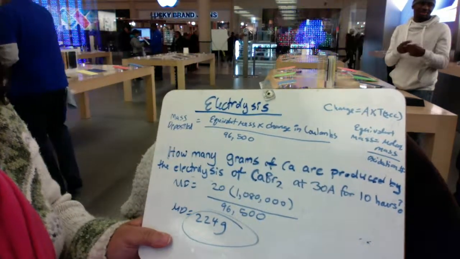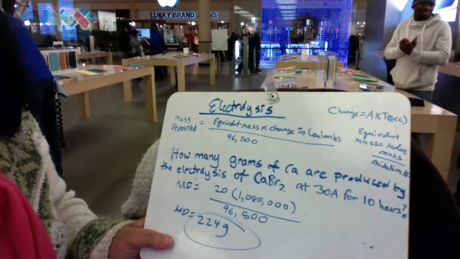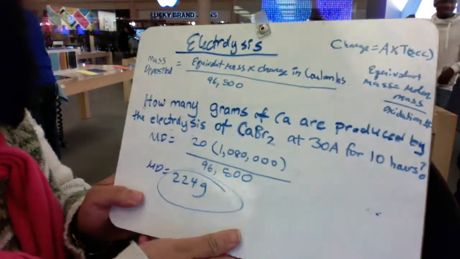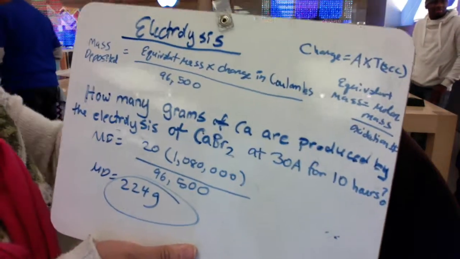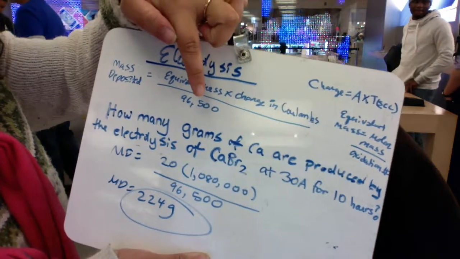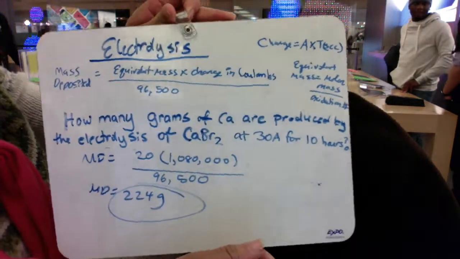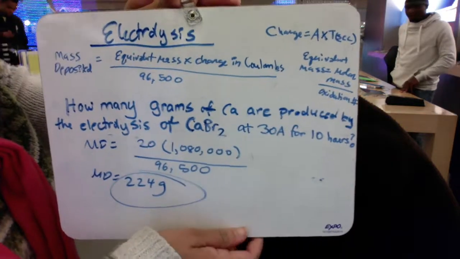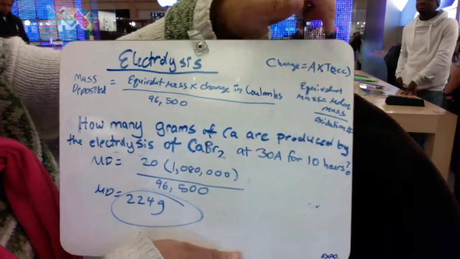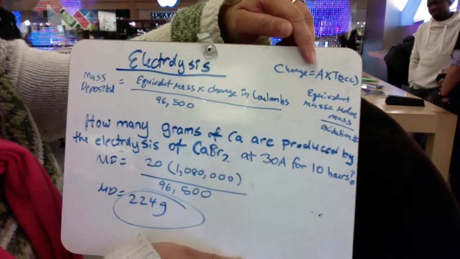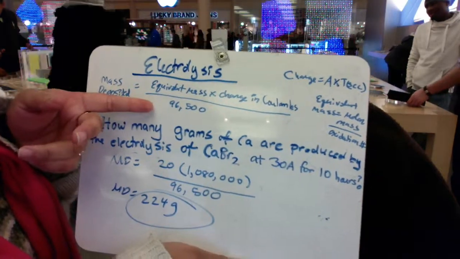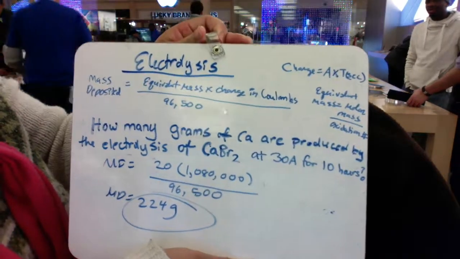Now, these problems are basically it. Sometimes they'll ask you for the grams deposited. Sometimes they're going to ask you for the current. All you need to do is just plug into the formula. Remember, mass deposited is always equivalent mass times the charge in coulombs divided by 96,500. Equivalent mass is molar mass divided by the oxidation number, and charge in coulombs is the current in amperes times the time in seconds. And of course, 96,500 coulombs is always Faraday's constant.